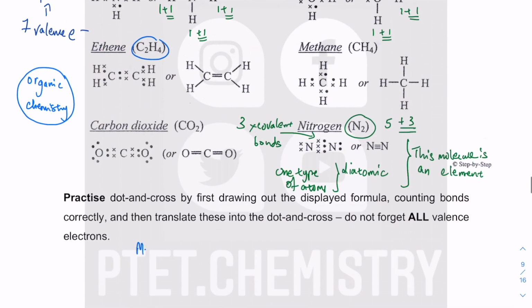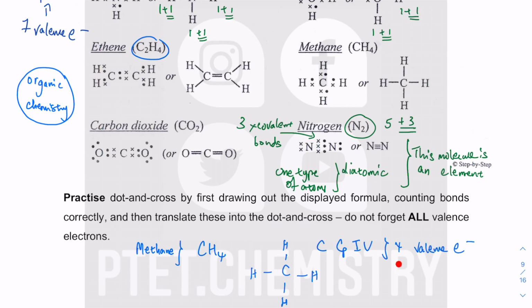This is called methane. Methane is actually in your syllabus. This is CH4. Carbon forms 4 covalent bonds. Carbon is in group 4. Therefore, it's got 4 valence electrons.